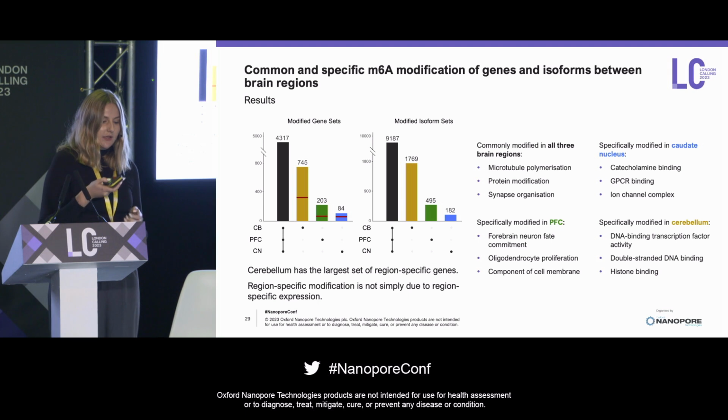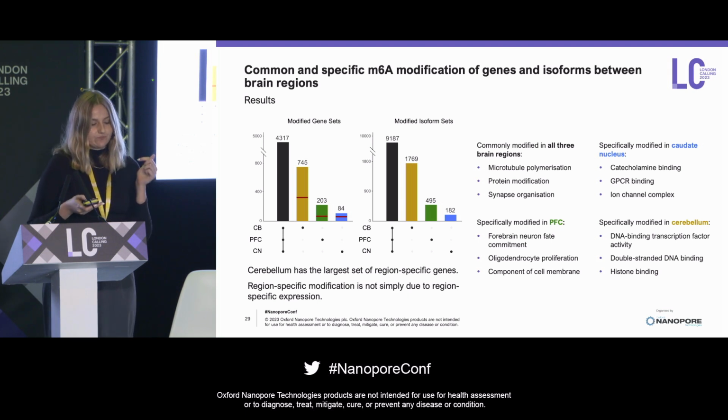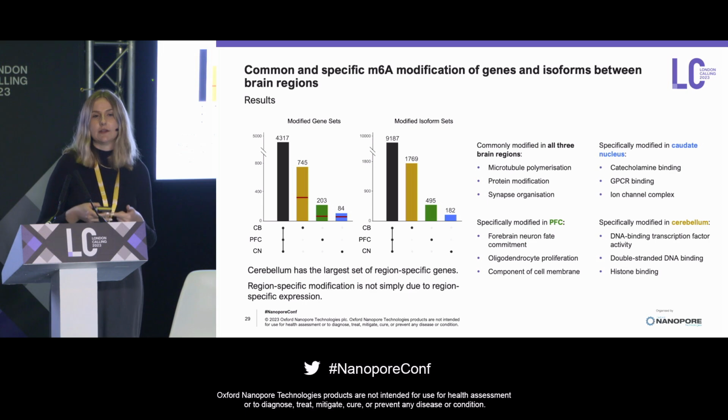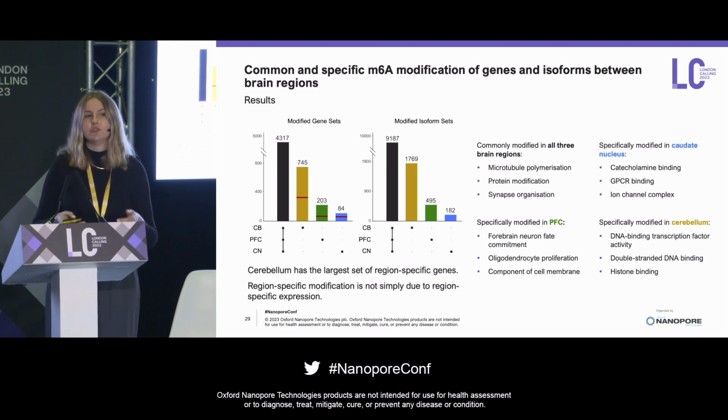I also just wanted to highlight with these red bars here that approximately 40% of the genes that are specifically modified in a brain region have upregulated expression in that brain region. And so brain region-specific modification isn't simply due to upregulation of expression in a particular region.